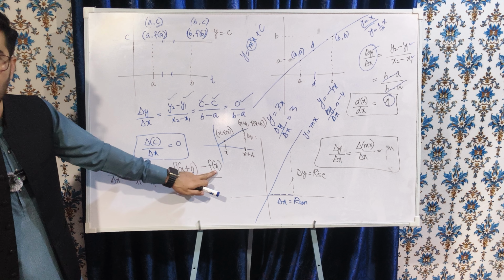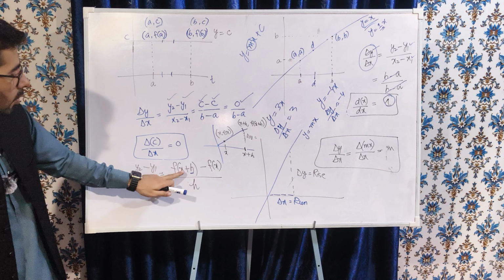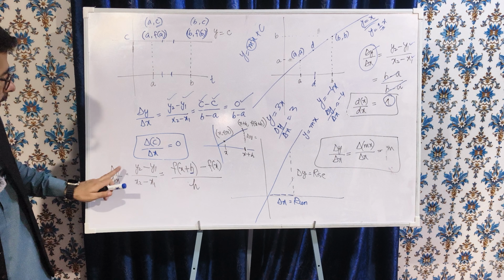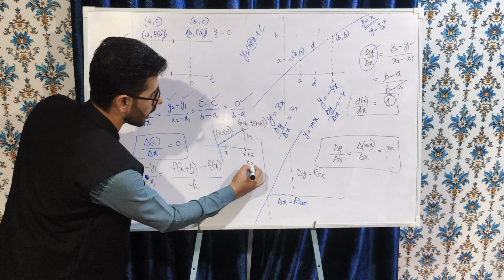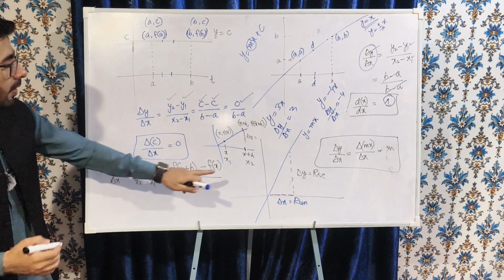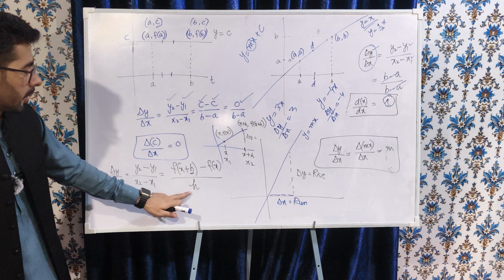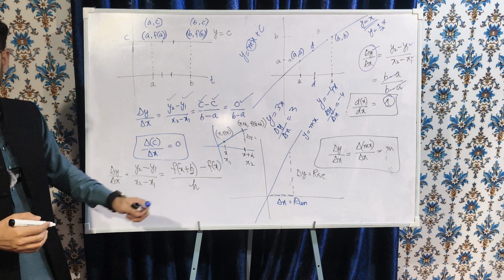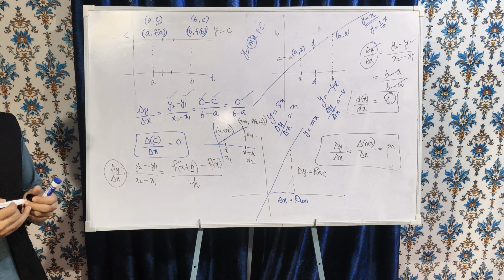This is y2 minus y1, because my y1 is f of x and y2 is f of x plus h. So y2 minus y1, this is delta y, divided by, if I take this to be x2 and this one x1, if I subtract them, x plus h minus x will be h, because x and x will get cancelled. So difference quotient and delta y by delta x are the same things.